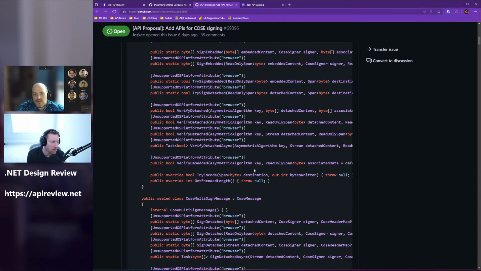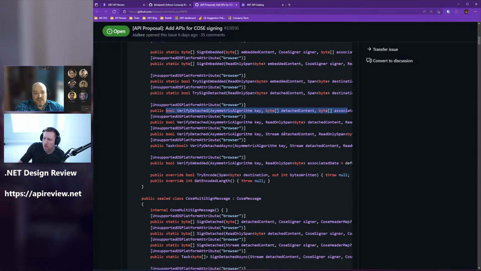Oh, because it's just telling you whether it worked. Yes, I guess that's true. Did this key plus context and optional associated data successfully verify the signature that is embedded in this file? Well, isn't that then the byte array version?